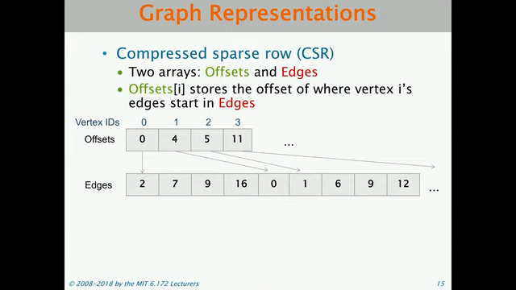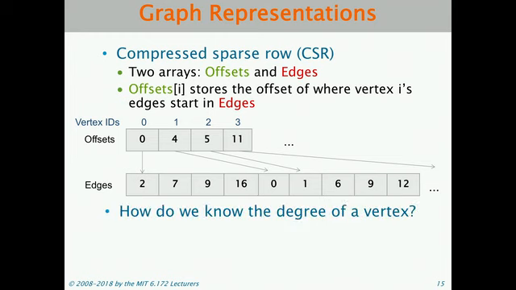So with this representation, how can we get the degree of a vertex? We're not storing the degree explicitly here. Can we get the degree efficiently? Yes. Yeah, so you can get the degree of a vertex just by looking at the difference between the next offset and its own offset. For vertex 0, you can see that its degree is 4 because vertex 1's offset is 4 and vertex 0's offset is 0. And similarly, you can do that for all of the other vertices.